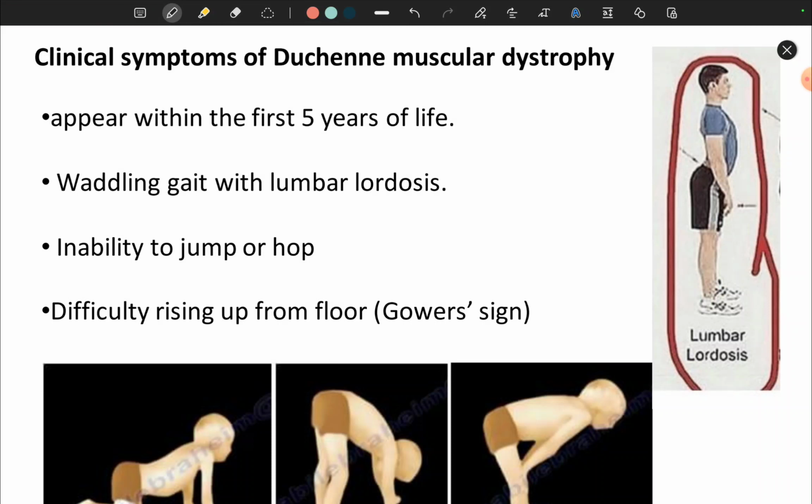What else? With time there is inability to jump or hop and so on, and even to walk, with progressive weakness. And this sign is called the Gowers sign. When the child is sitting and trying to rise, they will do it in different steps. First, they kneel on the floor, using their limbs to support their body. Then they try to extend their lower limbs, and then they push on their knees to straighten their bodies. And this is all in the early stages.